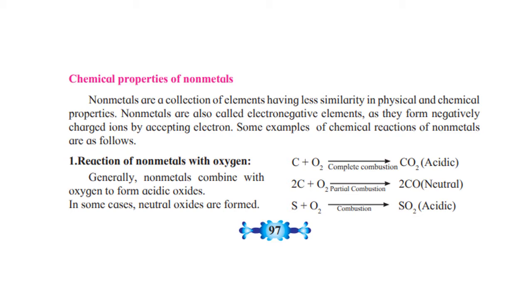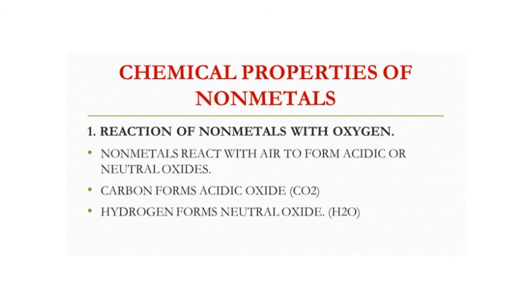So you can see that carbon combines with oxygen to form carbon dioxide, which is acidic in nature. Carbon plus oxygen, if it's a partial combustion, forms carbon monoxide, which is neutral in nature. Sulfur plus oxygen forms sulfur dioxide, again acidic in nature. That means generally nonmetals combine with oxygen to form either acidic oxides, or sometimes neutral oxides. So, nonmetals react with oxygen to form either acidic oxide like carbon dioxide or neutral oxide like water.